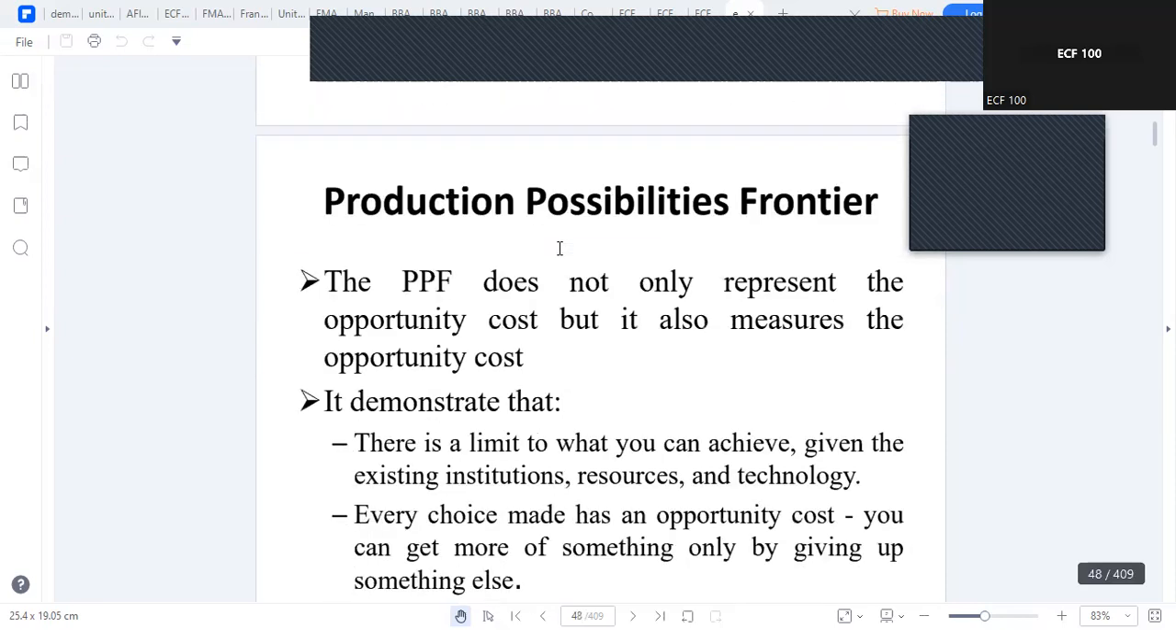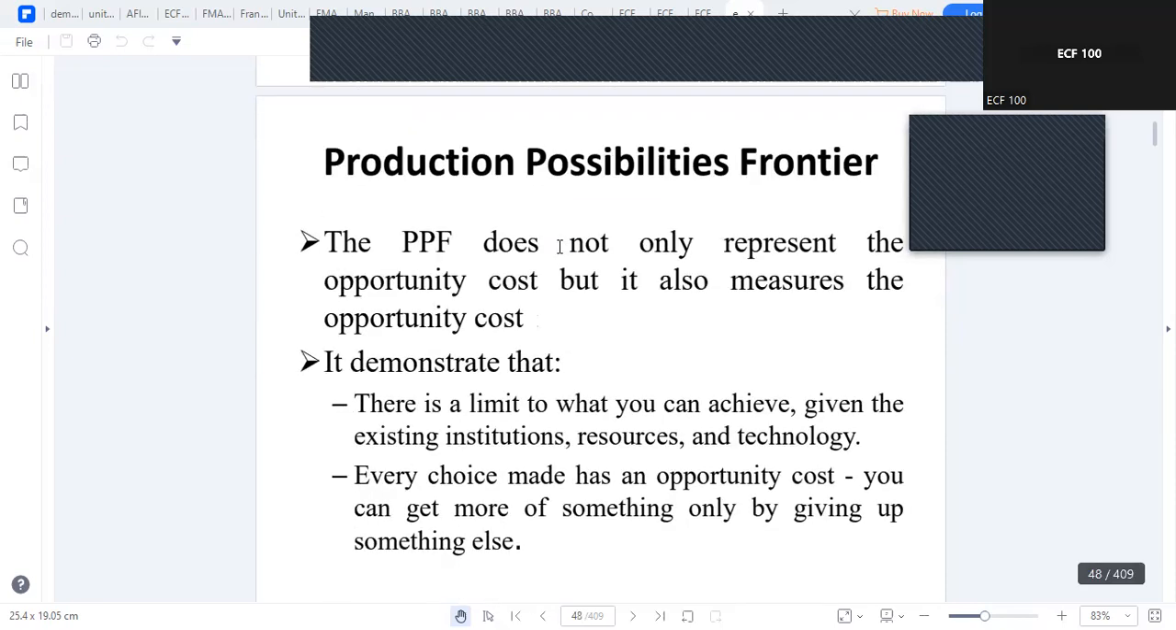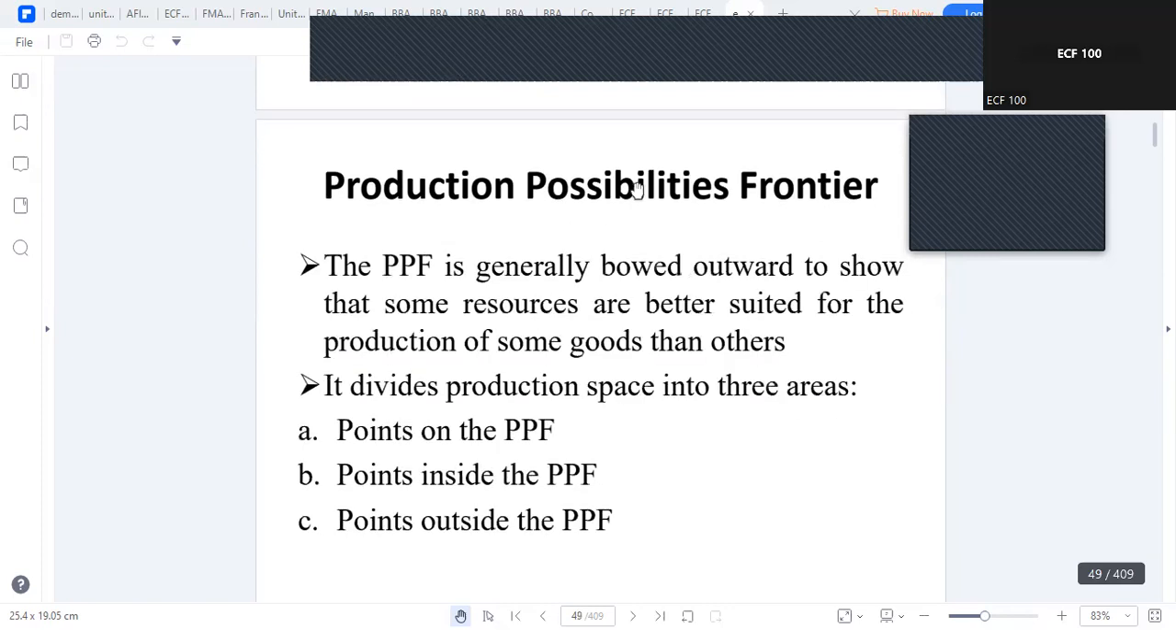A PPF does not only represent the opportunity cost, but it also measures the opportunity cost. It will demonstrate that there is a limit to what you can achieve. It can also demonstrate that with every choice, the opportunity cost means you get more of something only by giving up the other. So the PPF is generally an outward curve, which shows the available possibilities.